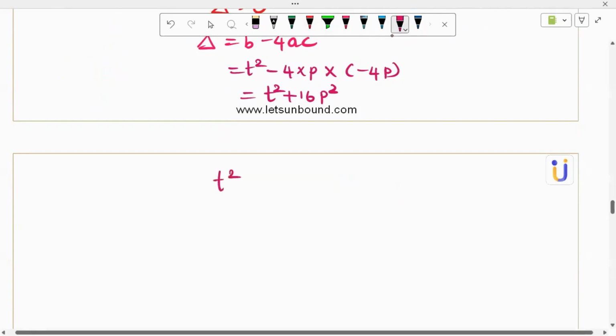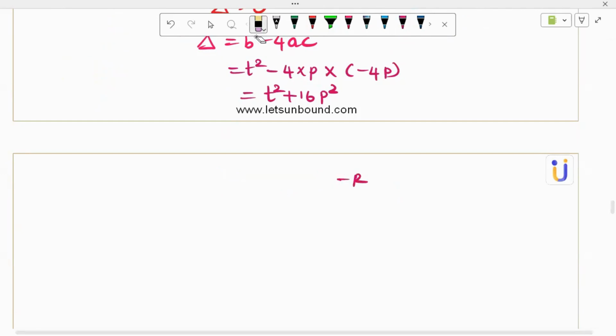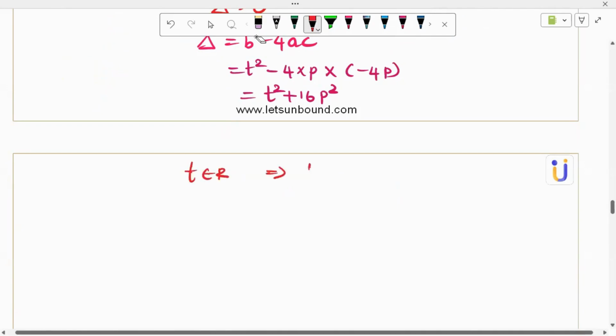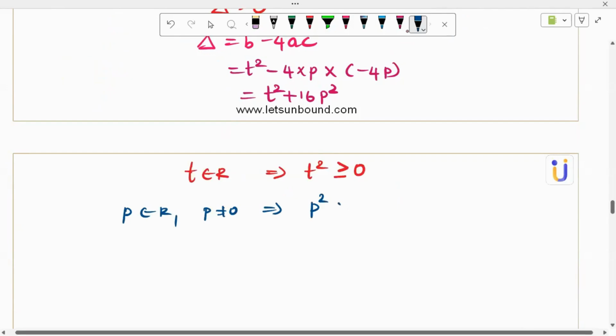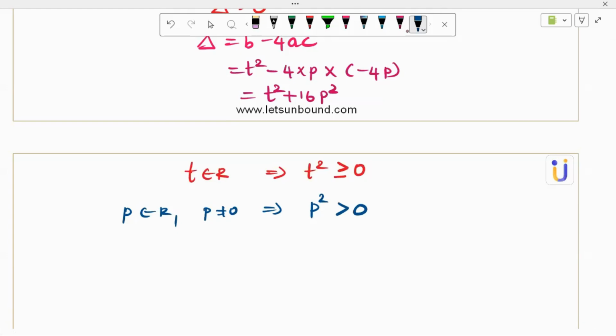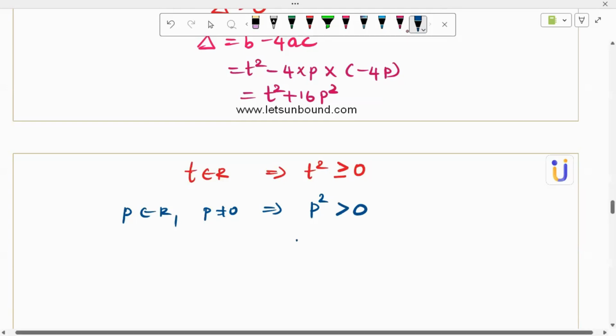Now t belongs to R, so what happens to t square? T square will be greater than or equal to 0. But for p, we have a condition: p belongs to R, but p is not equal to 0. So p square will be greater than 0, because equal 0 is not possible. P can't take 0, which means p square also won't become 0. So 16p square will also be greater than 0.